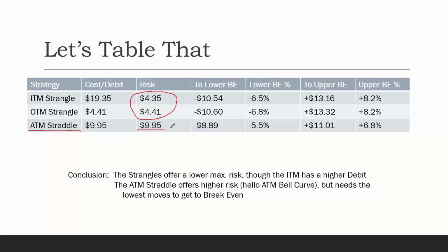Hey, ATM bell curve: both of those two options, we're buying right at the money, are going to have the highest time value of all the options on that chain. That's why we're almost double the risk, in addition to the increased implied volatility likely with earnings coming up in a week or so. But it needs the lowest movements to get to break even on the upside and on the downside as well.